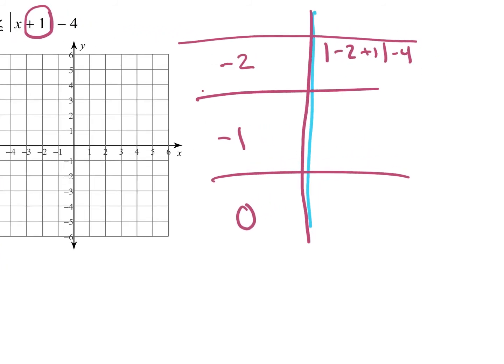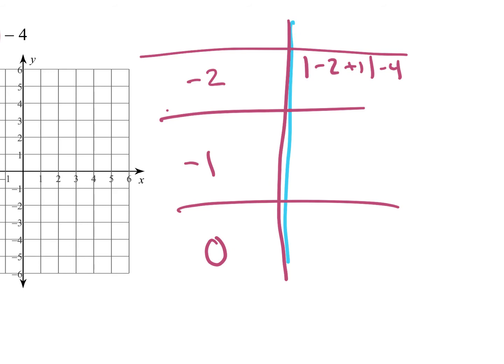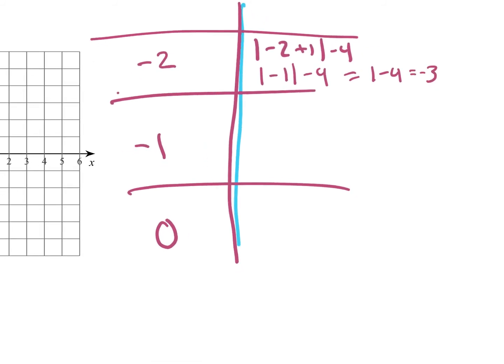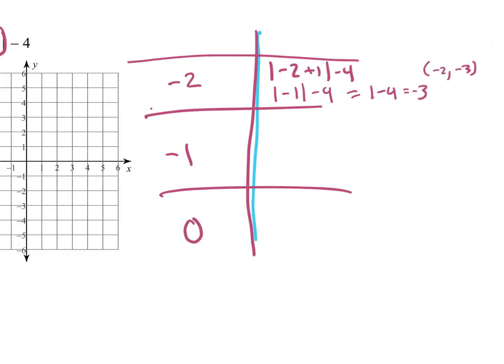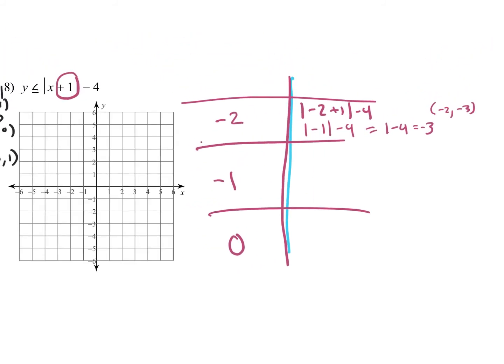So just like your order of operations, PEMDAS, we have to follow those here too. Do what's inside the bars first. So what's negative 2 plus 1? Negative 1. What's the absolute value of negative 1? 1. And what's 1 minus 4? Negative 3. So I plugged in negative 2 and got negative 3. So I'm going to go to my graph, go to the left to negative 2 and down 3.